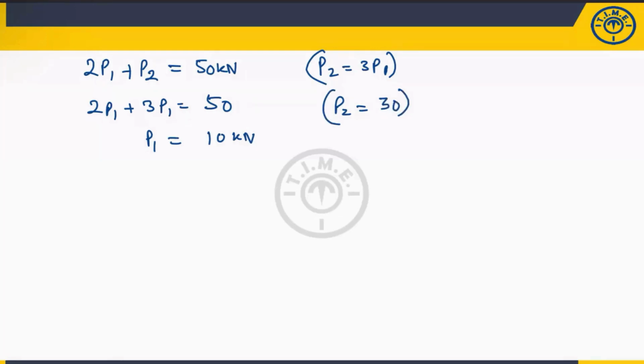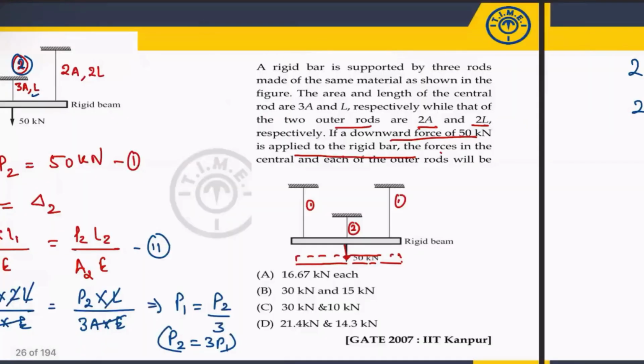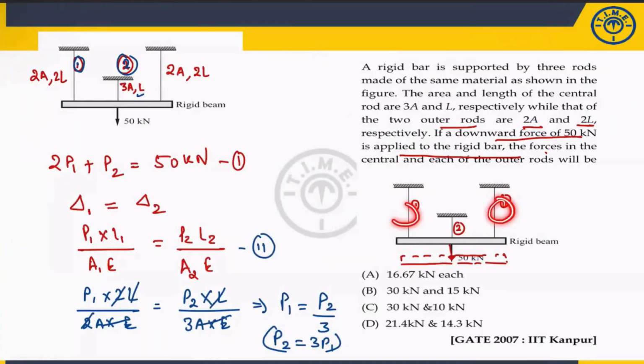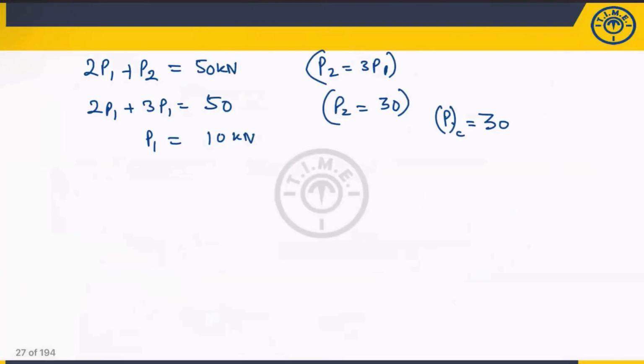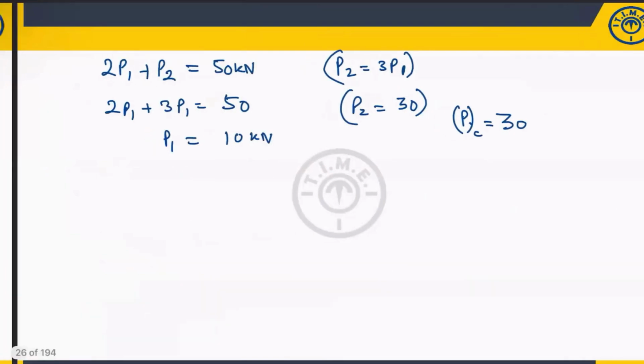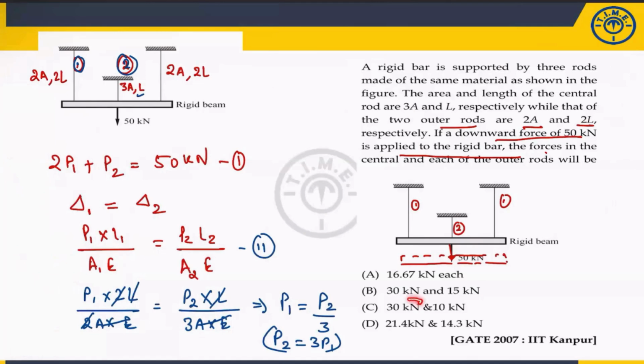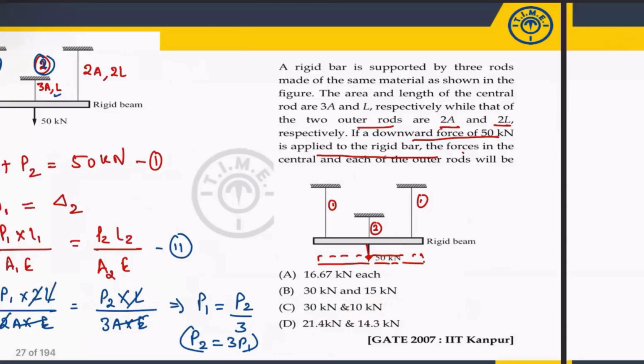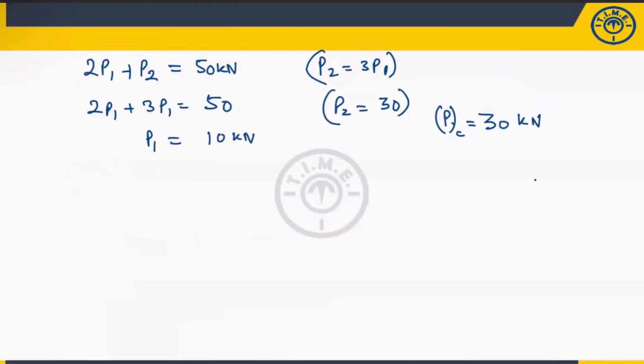So P2 is 30 kilonewton, meaning the load on the central rod is 30 and the outer rods are 10 each. So 10 plus 10, 20, and this is 30. You are getting the same answer as 50. So which option will be the correct? The load on the central rod will be 30 and the outer rod will be 10 kilonewton. So option C is the correct one. Is it clear? This question is clear?